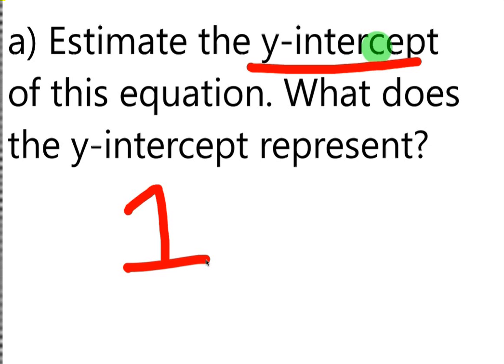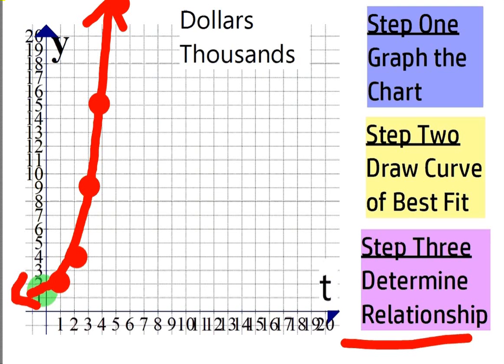1. Now what does that represent? Let's go back and look at our units. It says thousands of dollars for the y-axis. $1,000. Now what would time be equal to for a y-intercept? 1 year. 0. Yes. 0 would be t, and 1 would be thousands of dollars.